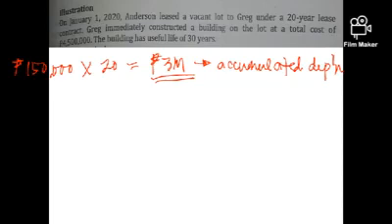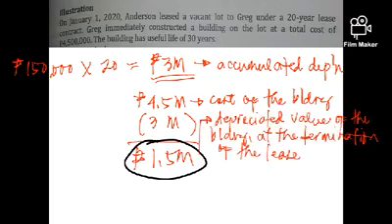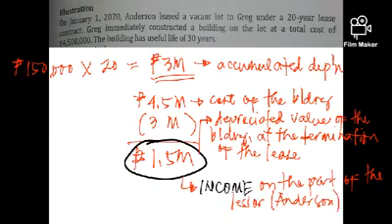So 4.5 million pesos cost of the building less the accumulated depreciation of 3 million pesos. The difference is 1,500,000 pesos. So this is known as the depreciated value of the building at the termination of the lease. And this 1.5 million is an income of the lessor, who is Anderson.